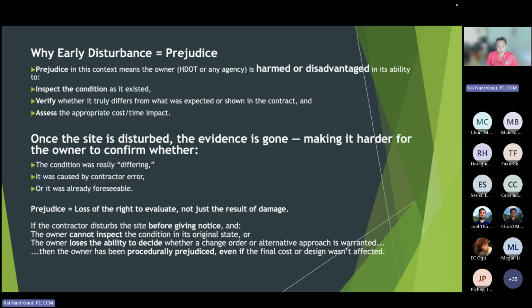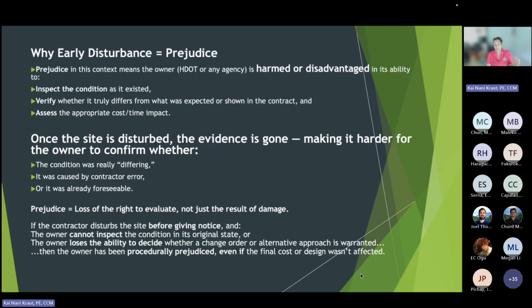Prejudice equals the loss of the right to evaluate, and not just as a result of damage. So just the fact that we cannot evaluate the situation, that the contractor has taken that ability from us, that prejudice is enough to reject the claim. The contractor disturbs the site before giving notice. The owner cannot inspect the condition of the original site, or the owner loses the ability to decide whether an alternative approach is warranted. Then the owner has been procedurally prejudiced, even if the final cost or design wasn't affected.